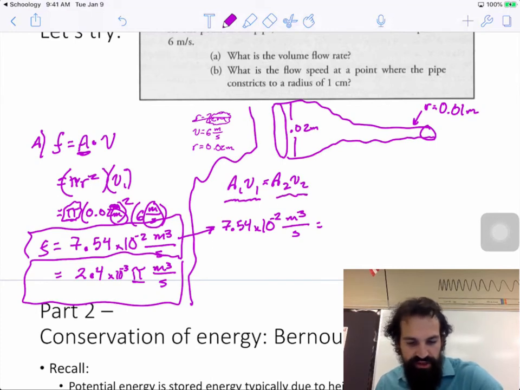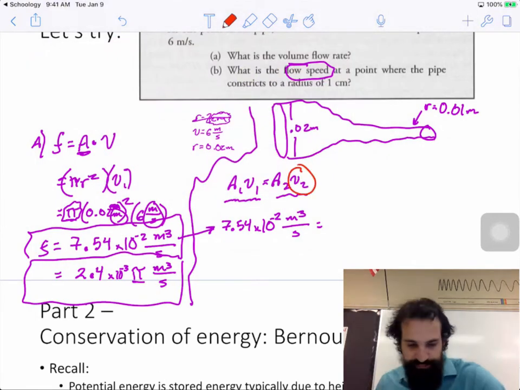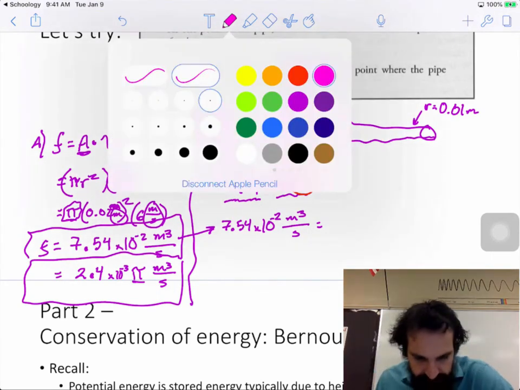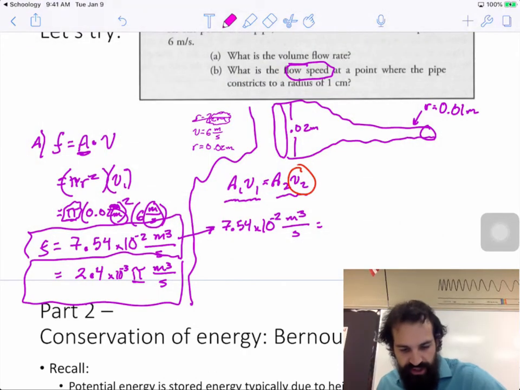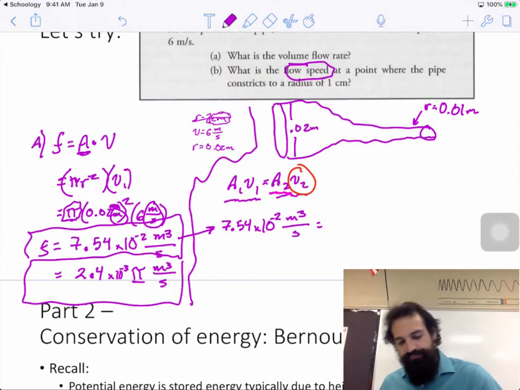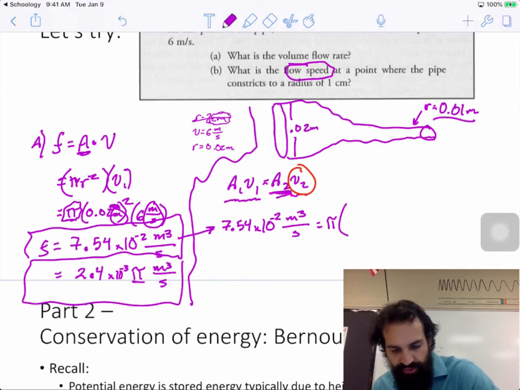Well, we're trying to calculate the flow speed, or velocity. So that's ultimately what I'm trying to calculate, V2. So now we're going to calculate A2, and plug in our area 2, which is pi times radius 2, 0.01 meters. Don't forget to square it, times velocity 2.